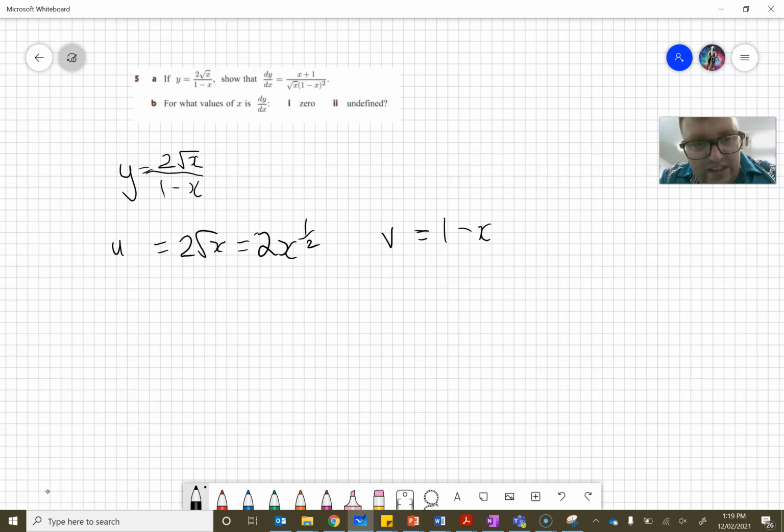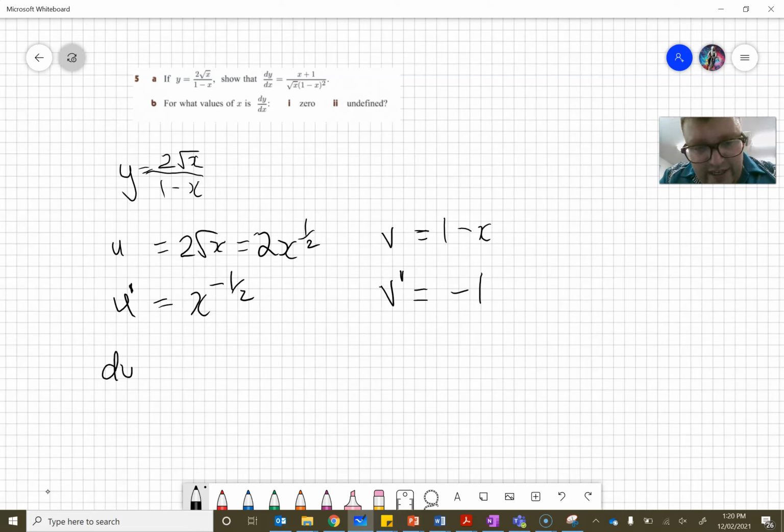Okay, so u dash equals 2. So we bring the power out the front, remember, so half times 2 just gives me 1. And then I've got x to the power of, now subtract 1 from my power, remember. So a half subtract 1 gives me negative a half. So that's my derivative of u. So that's u dash. v dash equals, well, the derivative of 1 is 0. The derivative of negative x is just negative 1.